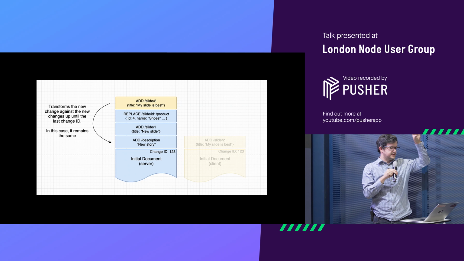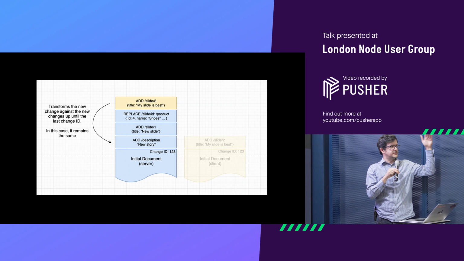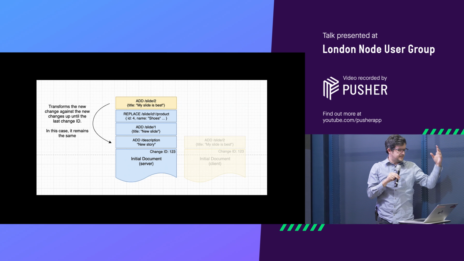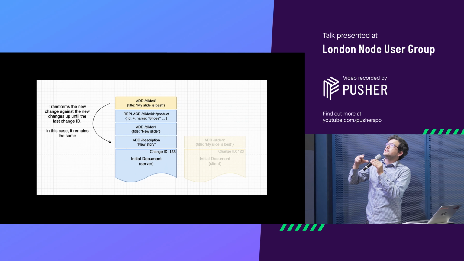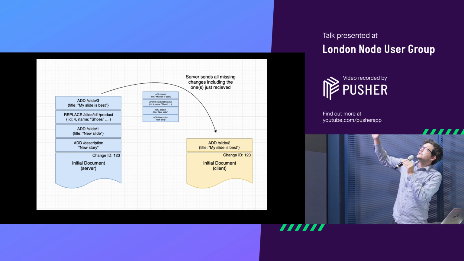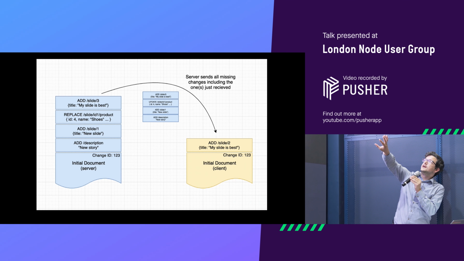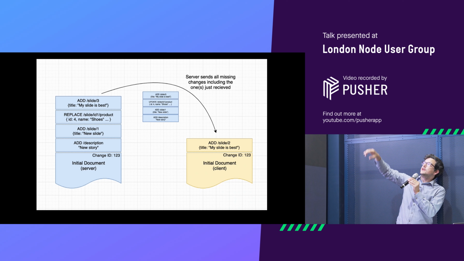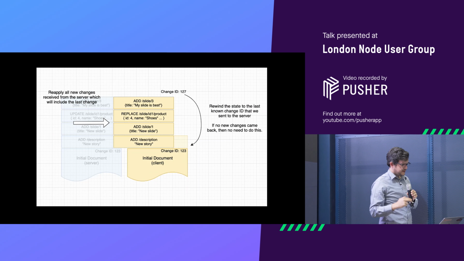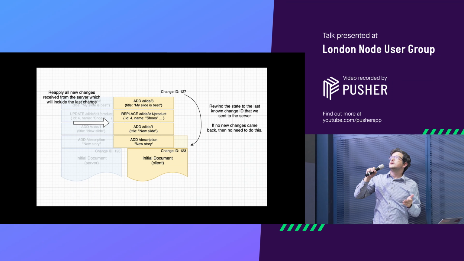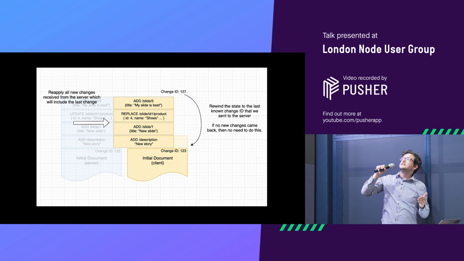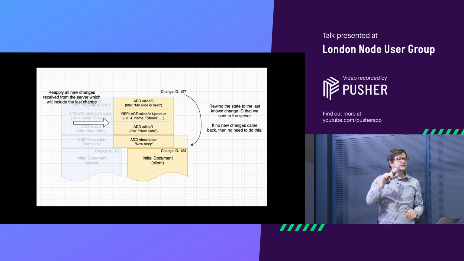So it transforms, it has a bunch of rules for what it does with indices and with different values. And then it changed, so you can see it changed it to slide 3 rather than slide 2. And it sends it all back over to the client, who can then roll back the erroneous change and then reapply all those new changes it's just received.